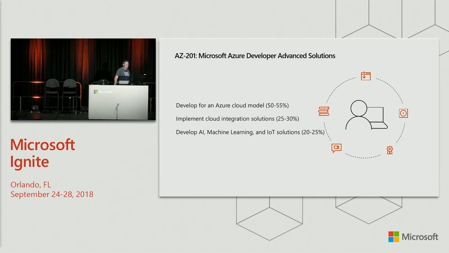AZ-201, the advanced solutions as we talked about, has 3 different areas. You'll note that almost over half the exam is in the first category, develop for an Azure cloud model. The percentages on the right are the percentage of the questions that are going to come from that particular category. We have this massive pool of questions, and the test engine is going to pull from these different categories. It may generate different tests every time, so you never know. You could take it today, take it tomorrow, and get a whole different set of questions.